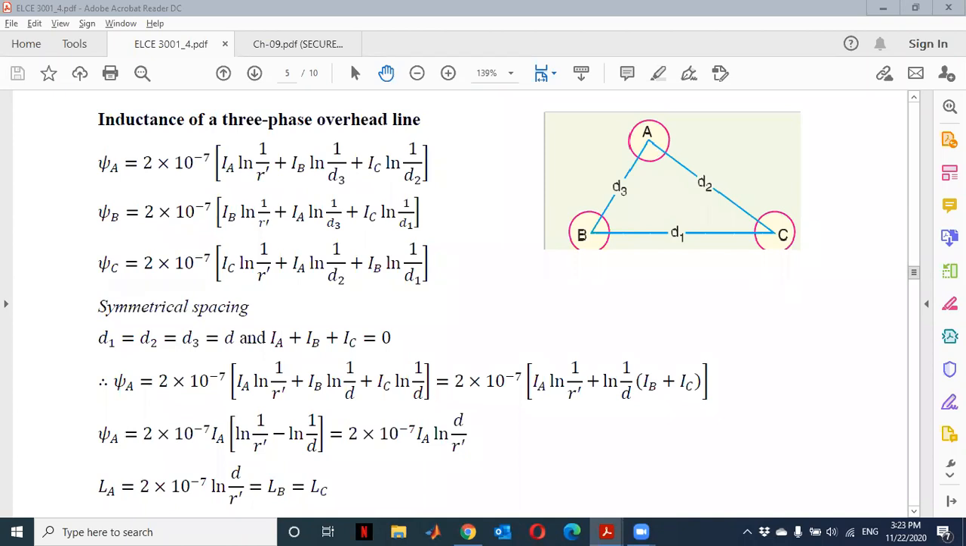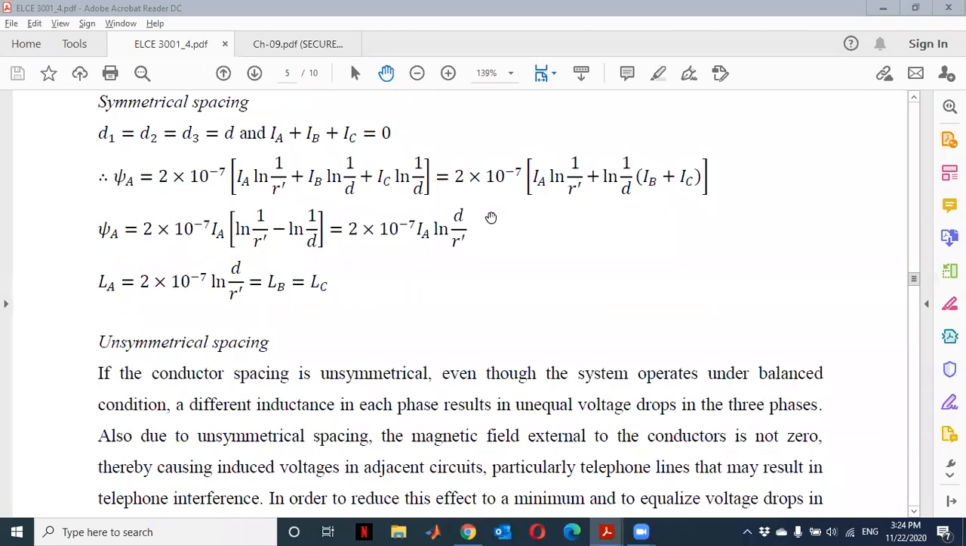No, if we have asymmetrical spacing, we will have different voltage drops. Okay. What is the solution to avoid asymmetrical spacing? The solution is something we call transposition.